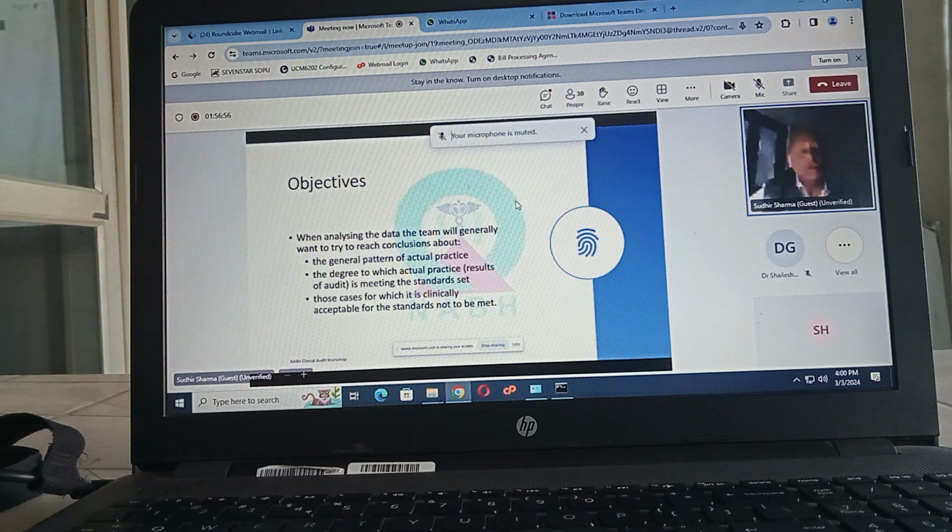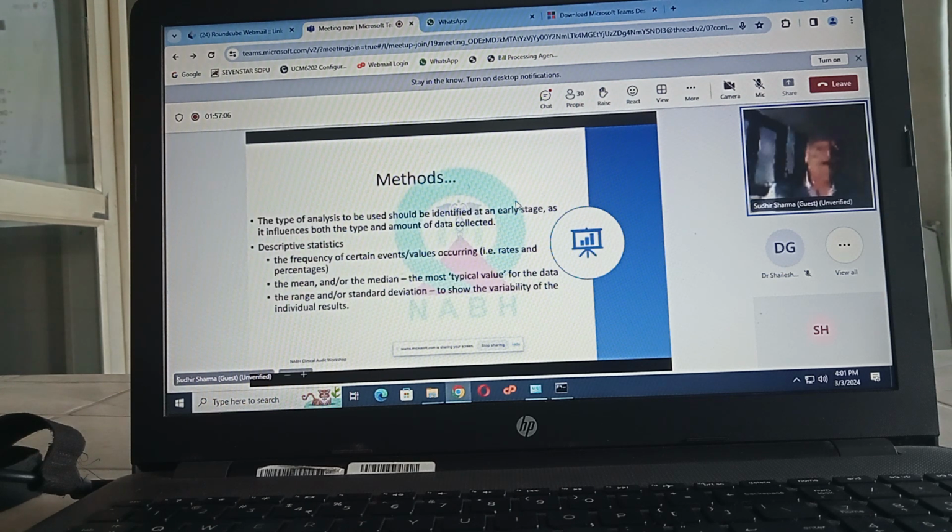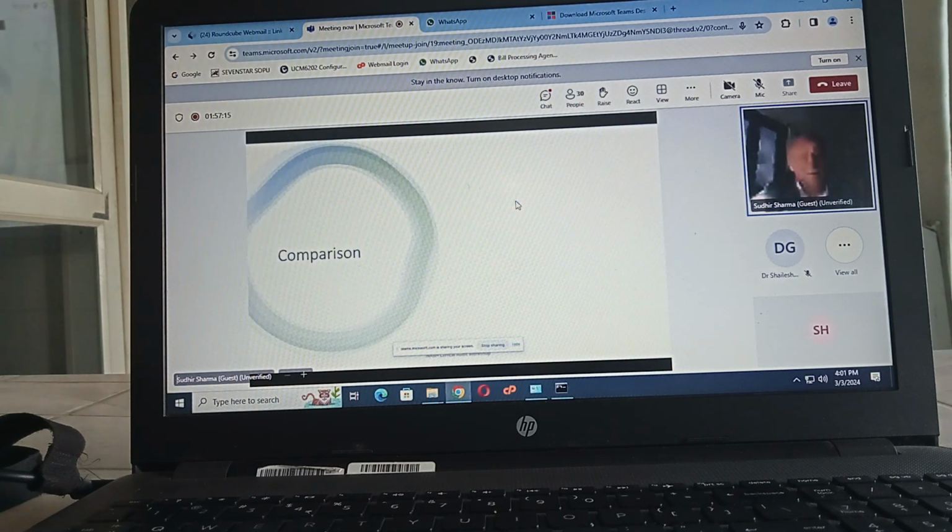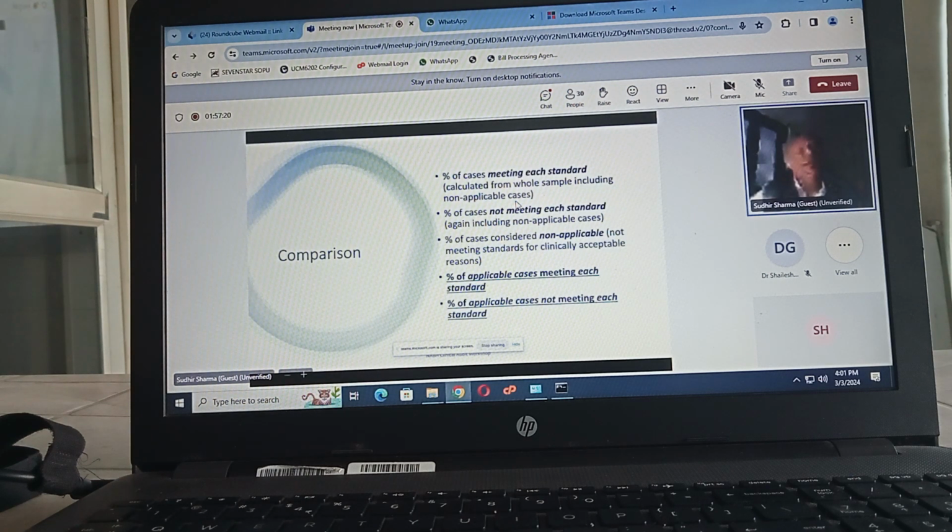Let's see how many of the responses are actually meeting the standard. So there are certain very simple things, like percentages or indication. So what actually are we trying to extract from each of them? Very simple. Number of cases meeting standard and number of cases not meeting standard.